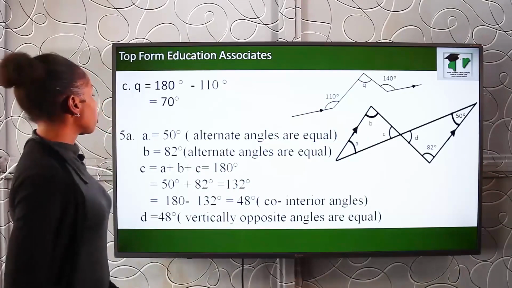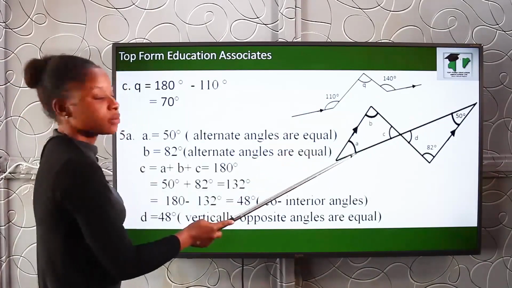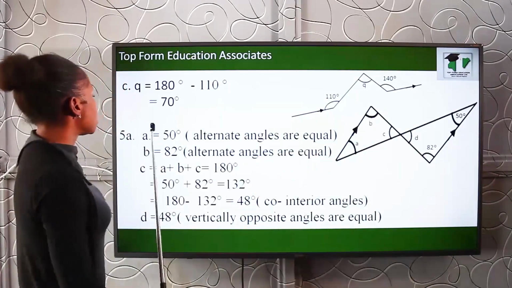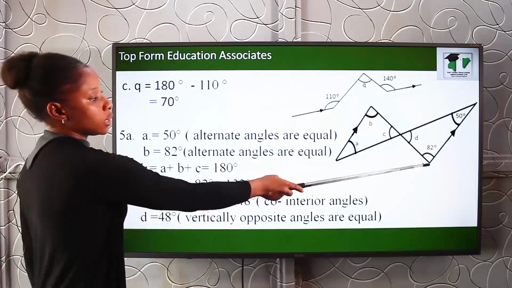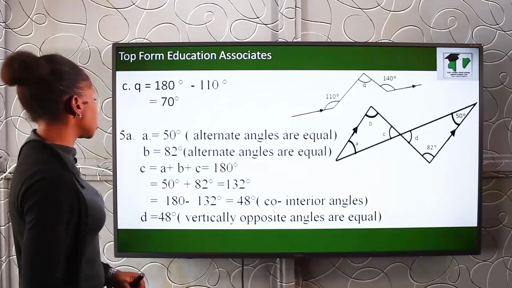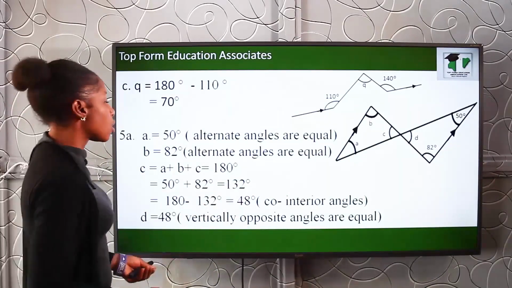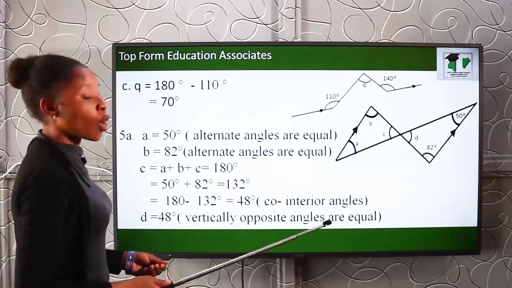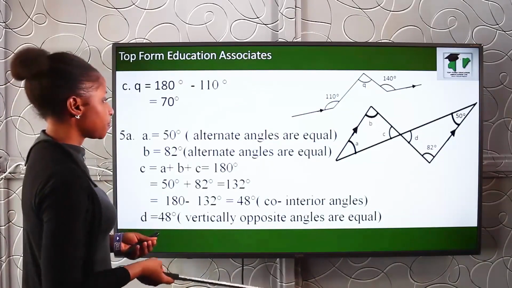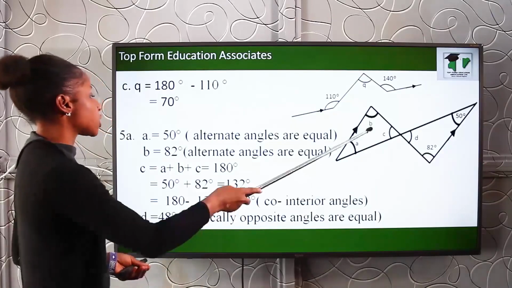Okay, now A is equal to 50 because alternate angles are equal. A and this are alternate, so A is equal to 50. Now B is also 82 because these angles are alternate to each other, so B is equal to 82. Now to get C, we are going to use the principle of co-interior angles. Co-interior angles sum up to 180 degrees. Since we have A and we have B, we're just going to sum it up and subtract the sum from 180 degrees to give us our C.